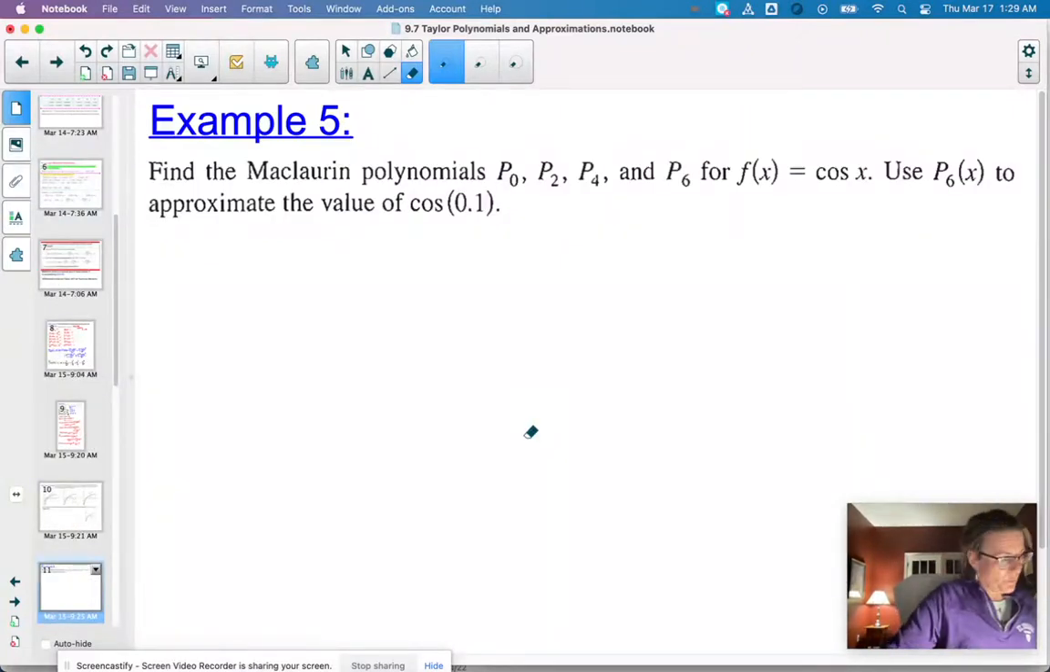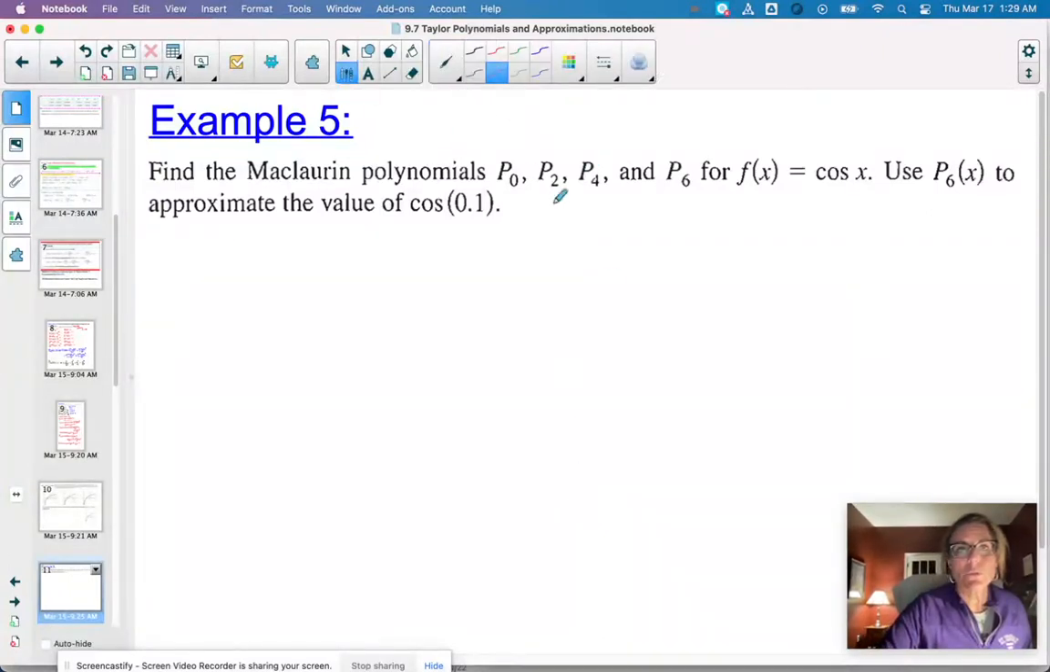So what we are going to do is pause right now. What we will start with on Friday is finding the Maclaurin series, but we're only going to find a polynomial, this polynomial of degree 6. If you want to pause the video and try that, I will pick that up with you on Friday. We're only going to find the polynomial of degree 6 for this function, and then we're going to use that polynomial to approximate the value of cosine of 0.1.